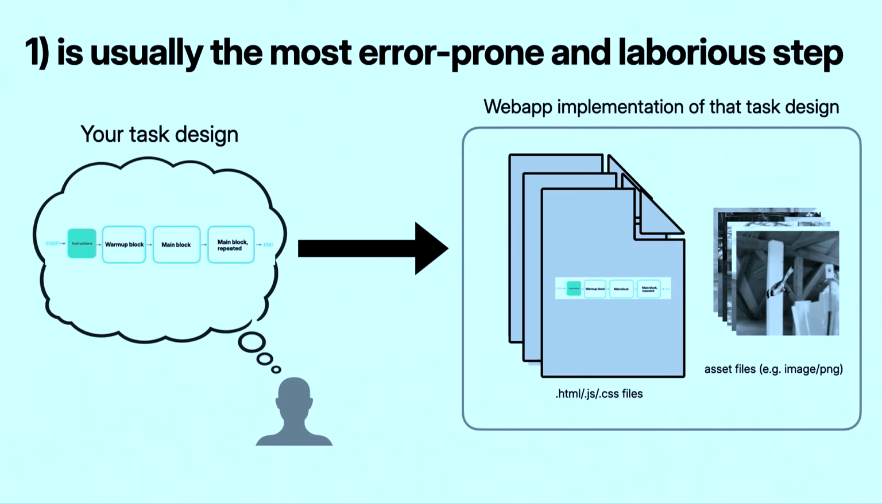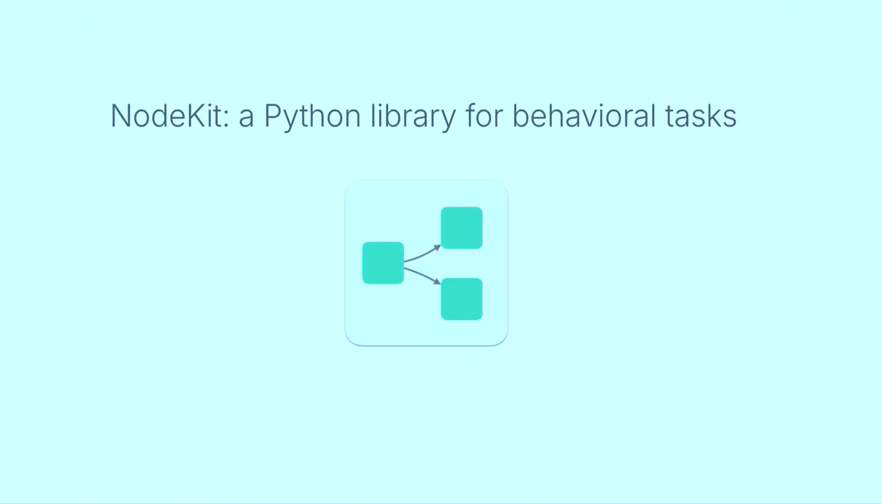There are certain frameworks that are available for this already that are quite popular, like JSPsych, LabJS, and PsychoPy. But this is actually presenting a lot of friction to people because most scientists, in my experience, prefer to code in a language like Python or MATLAB. And to use these frameworks, you suddenly have to become a front-end web developer and pick up all these other languages, which can be a really rate-limiting step. So that's why I want to tell you about NodeKit, which is a Python library for behavioral tasks.